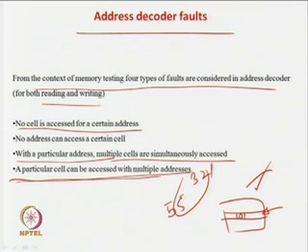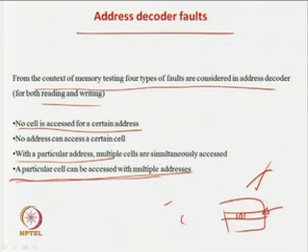Secondly, with a particular address, multiple cells should not be simultaneously accessed. You want to access 5, so this cell should be accessed. Simultaneously you are accessing this part, and for some other cell you are accessing this part together. That should not also be there.